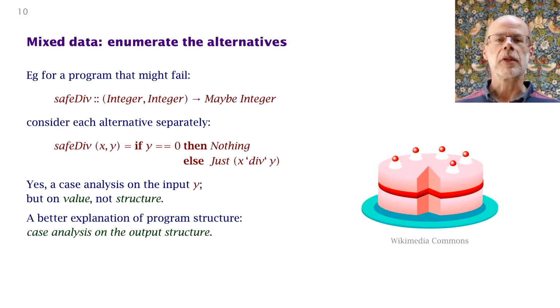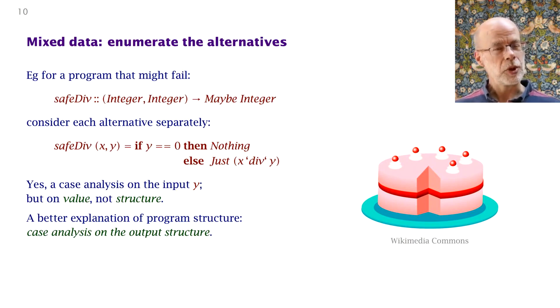Dually, if you have to produce variant data, enumerate the alternatives. So here's a safe division problem. You want to compute x divided by y, unless y is 0, in which case you produce some separate value instead. In Haskell, the idiomatic way to do that is with the Maybe data type. Values of type Maybe Integer are either Nothing or Just an integer. And safe division, of course, if y is 0, produces Nothing, otherwise it produces Just the quotient x divided by y.